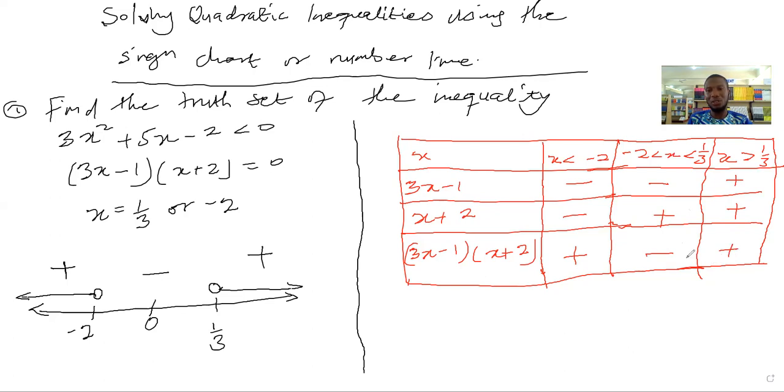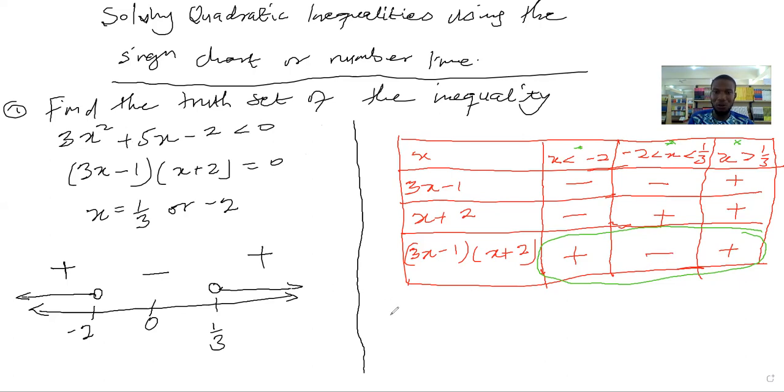Good. So now this part, let me use another color. This part of our table is where our attention is going to be. So here we have a positive answer when we pick numbers within this range. And we have a negative number when we pick a number from this range. We have a positive number when we pick a number from this range. So now we are going to test which of them will satisfy this. They say when we test, the answer should be less than 0, meaning that the answer should be negative. And when you look at them, it is here that we have a negative.